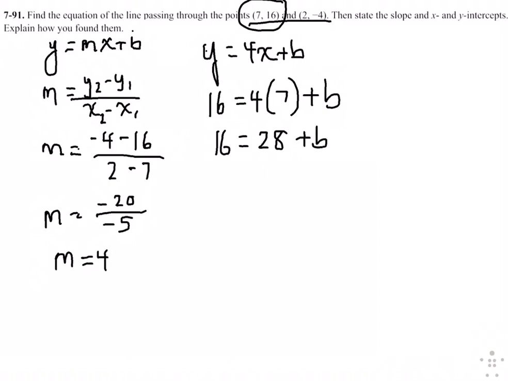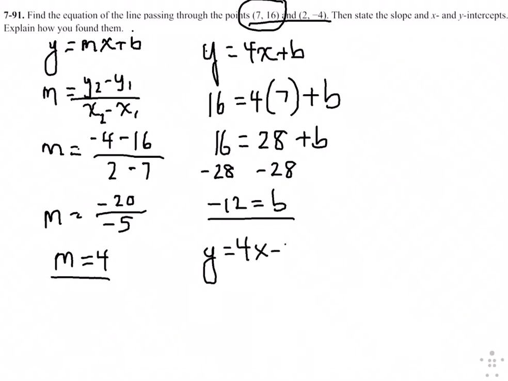So now we can subtract 28 from both sides, right? Subtract 28, and 16 minus 28 is -12 equals b. So now we know the equation. We have the slope, we have the y-intercept, so the equation is y equals 4x minus 12. So that's the first part.